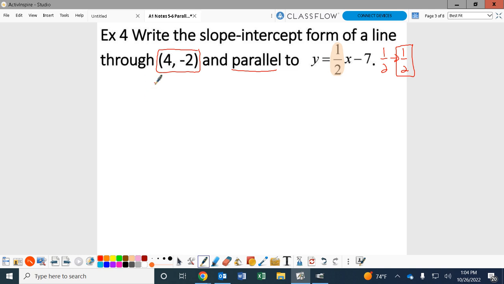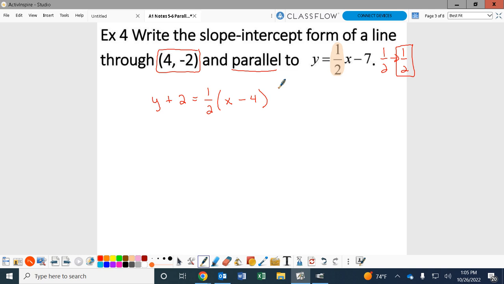Here we go. Point slope form. Y, since this is a negative 2, when you plug it in, it's going to be plus 2 equals our slope right here of 1/2. And then on the other side, it's going to be x, and since the 4 is positive, when I write it in the problem, it's going to be negative. Is that my answer? Read the problem and see if that's my answer.